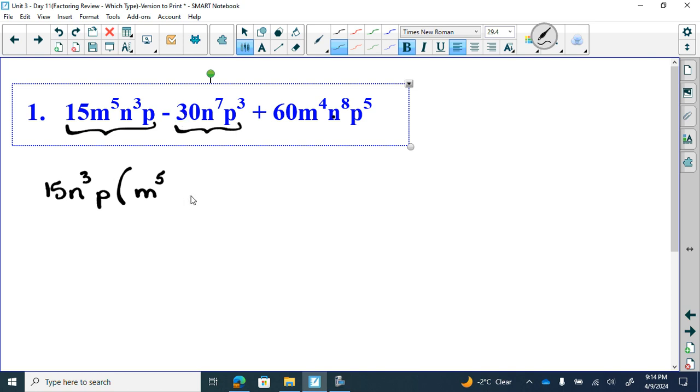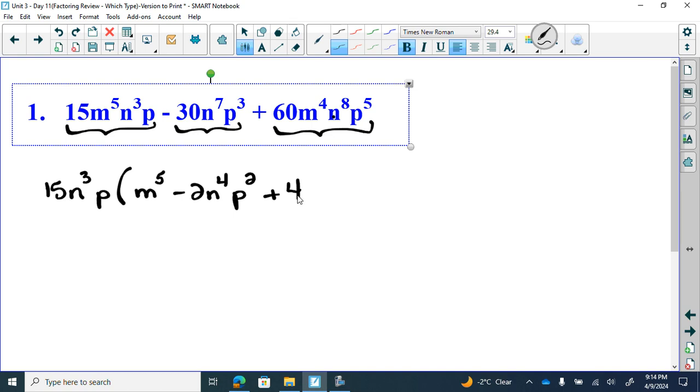Negative 30 divided by 15, that's negative 2. N to the 7th divided by n to the 3rd, that's n to the 4th. P to the 3rd divided by p to the 1st, that's p to the 2nd. You subtract the exponents. Move on to term 3. 60 divided by 15, that's going to give me a positive 4.